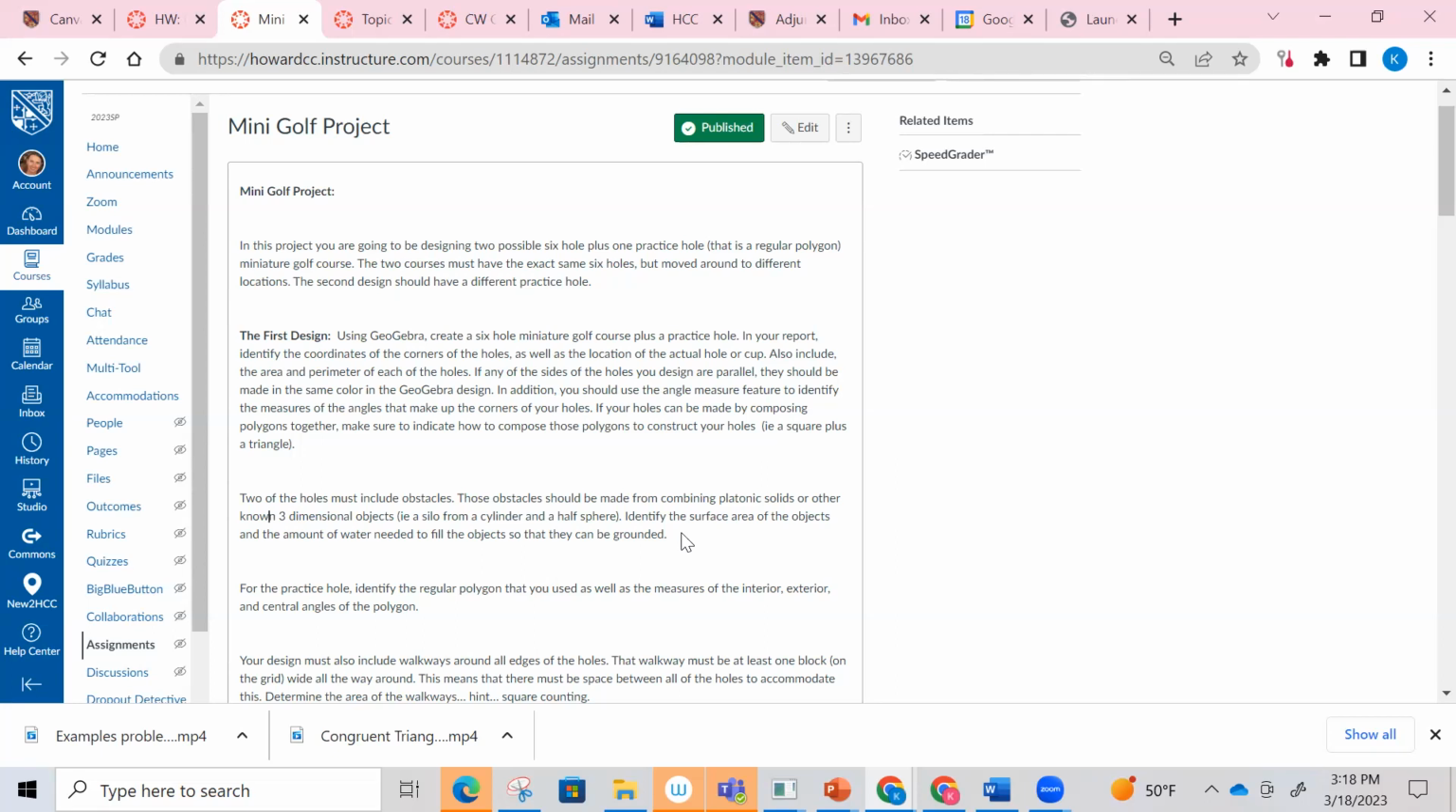You do not have to put them on your diagram, but you do need to describe them in your report. So you need to say like hole 2 has an obstacle of blank. And this obstacle is composed of a cylinder and half sphere, something like that. You will have to identify the surface area of the objects and the amount of water needed to fill the objects. Amount of water is the volume. So you need the volume of the objects so that they can be grounded.